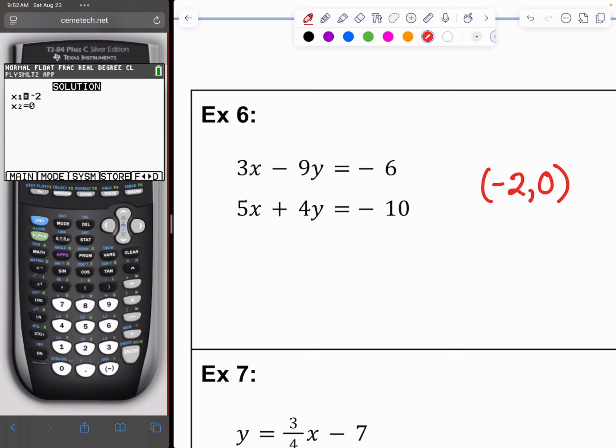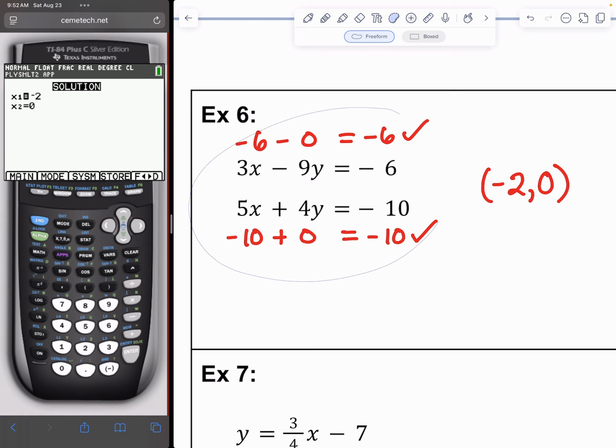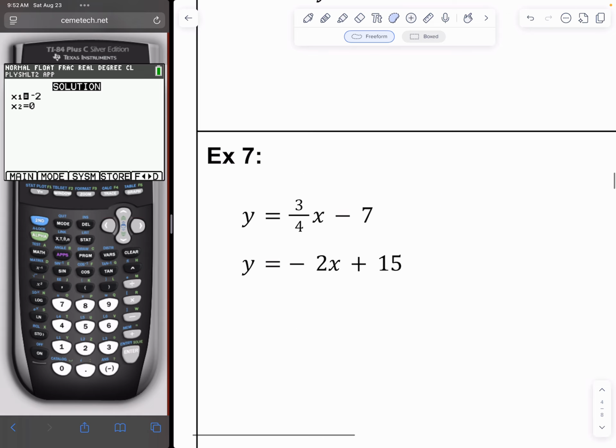If I substitute that in, it will work. 3 times -2 is -6, 6 minus 0 is -6. That works. 5 times -2 is -10, plus 4 times 0, equals -10. That works, so I know that is correct. Next, let's look at number 7.